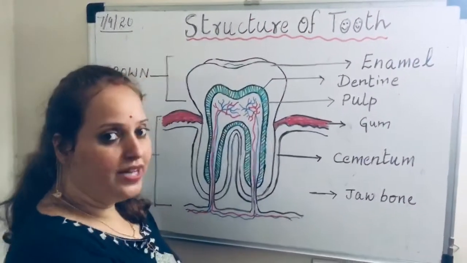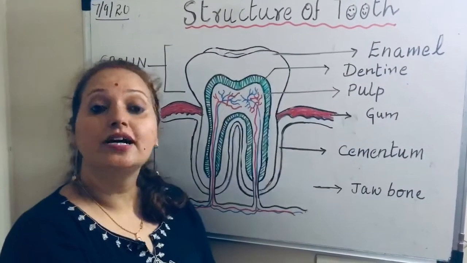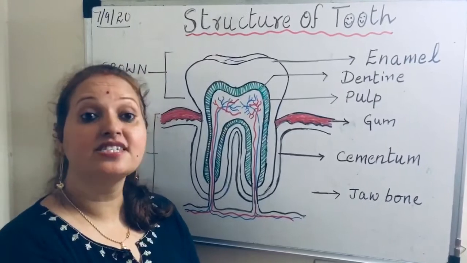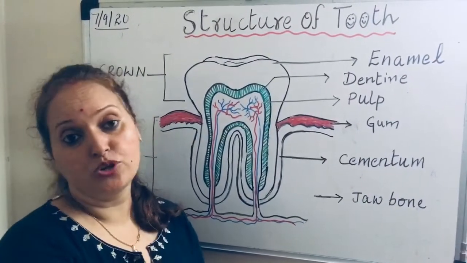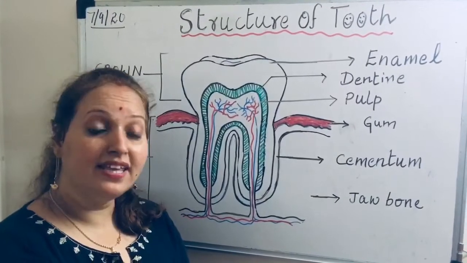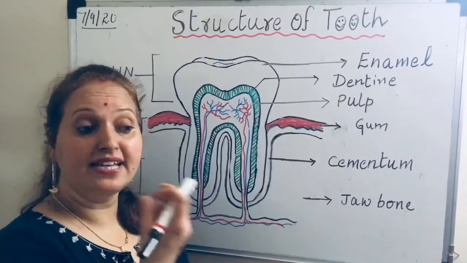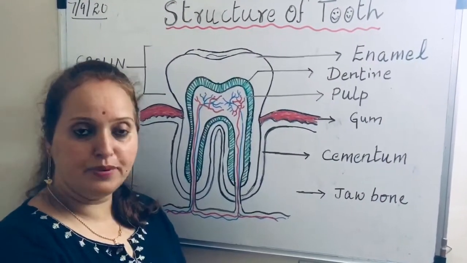Children, today we are going to learn about the structure of a tooth. As we all know, the process of digestion starts in our mouth. Teeth play a very important role in breaking the food into simple form. We cannot eat or digest solid food, right? It needs to be broken into smaller pieces.